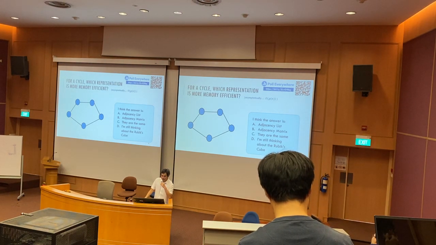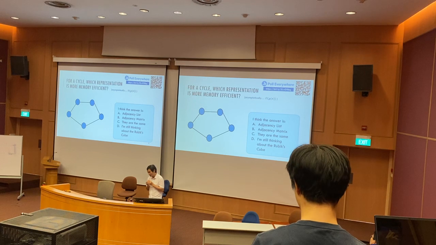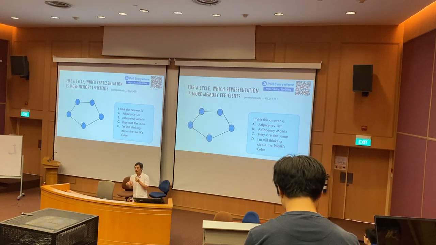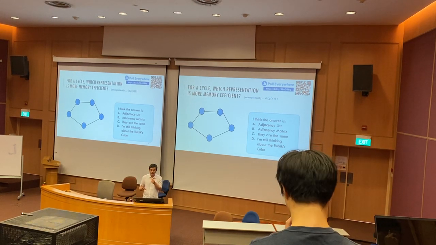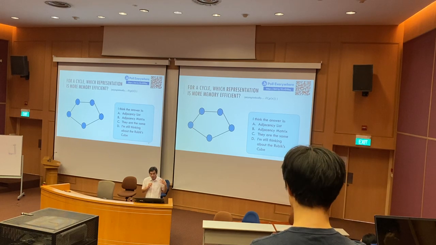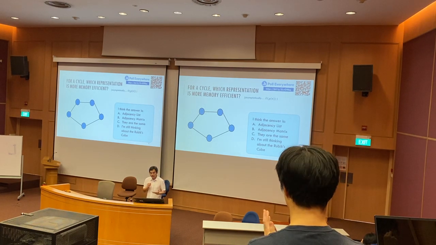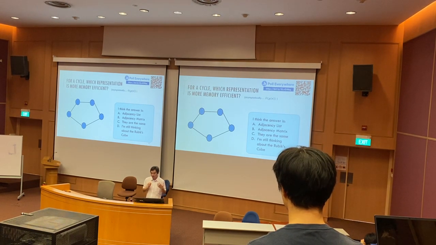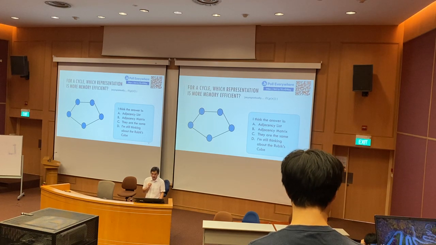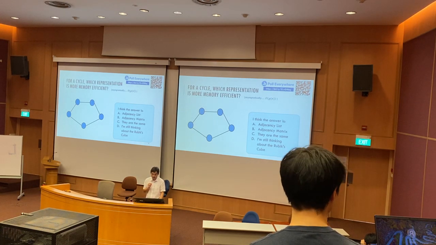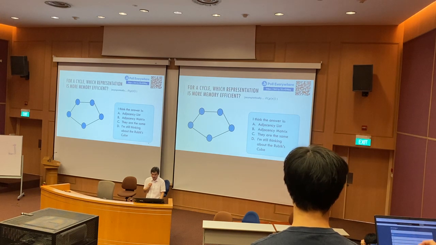Now, for a cycle, which representation is more efficient? So let's put this on Poll Everywhere. Let's see whether we've really understood the two different representations, the adjacency list and the adjacency matrix. So for a cycle, which representation do you think is more memory efficient? We care only about asymptotics here, so I don't care about precisely how many bytes something takes, just asymptotically in the number of nodes.